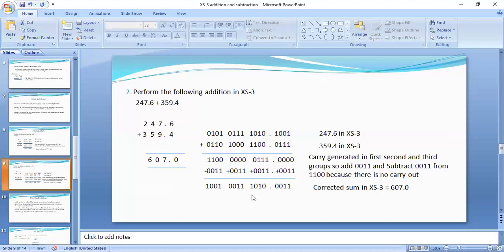Okay, so this is all about excess3 addition. If you want to do excess3 addition, first write the given numbers in excess3 code and then start adding from the LSD. If there is a carry out from one group to another group, add 0011 to that sum term. If there is no carry out, subtract 0011 from that sum term.